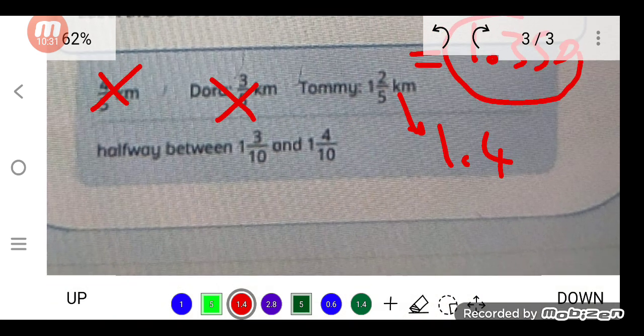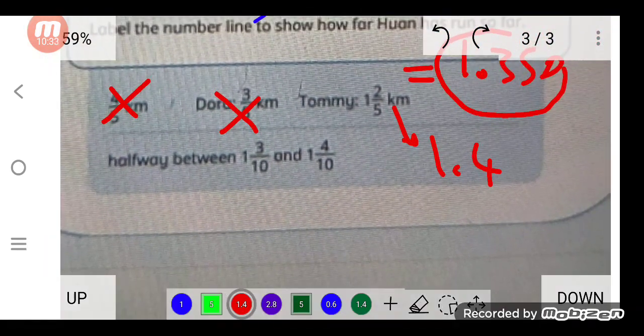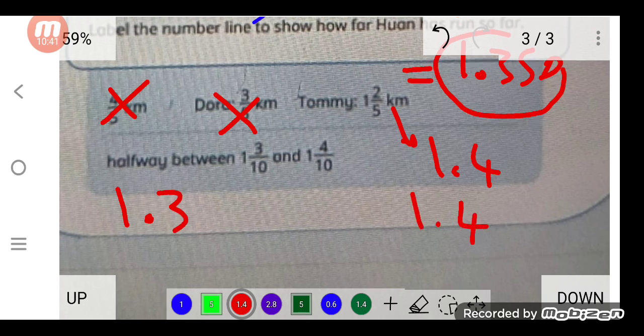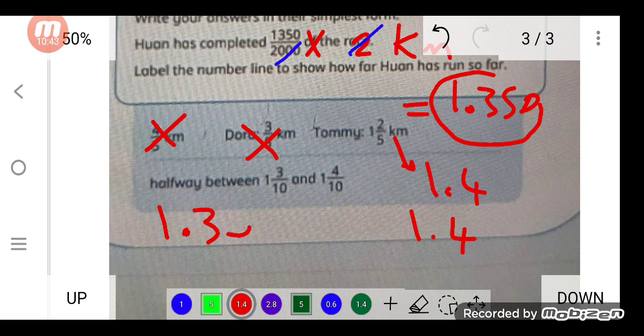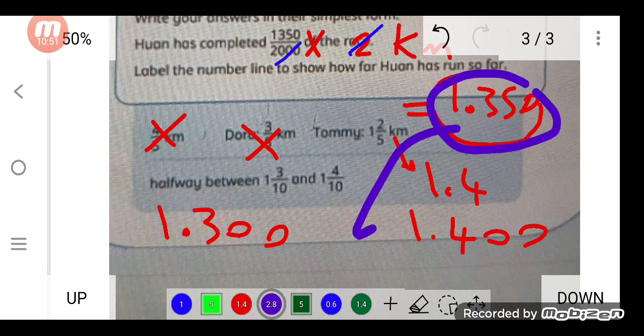Now to check that, you can analyze this amount. 1 and 3 over 10, you can write it as 1.3, and 1 and 4 over 10, you can write it as 1.4. And to compare it to our choice, you can add 2 zeros here and 2 zeros here. You can directly realize that this number is exactly between these two numbers. So you have to plot it on the number line. It's between 1.3 and 1.4 exactly.